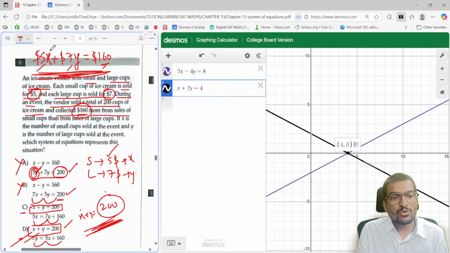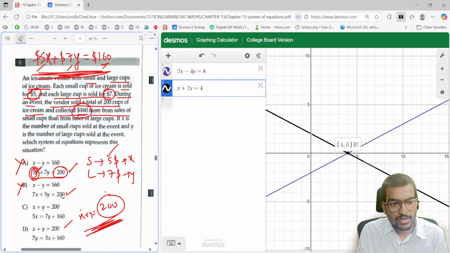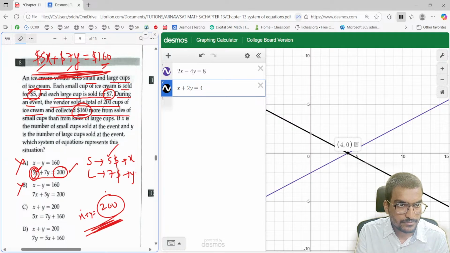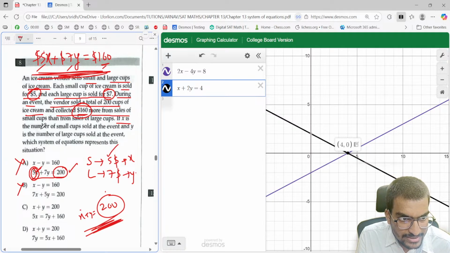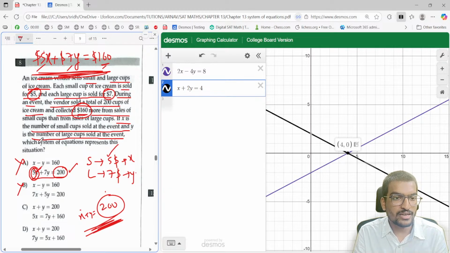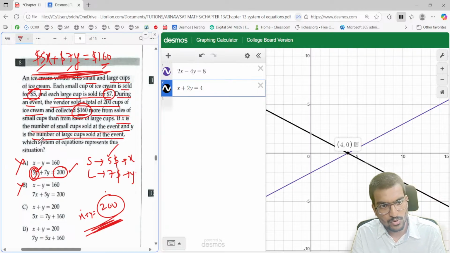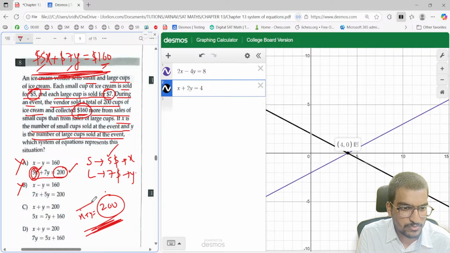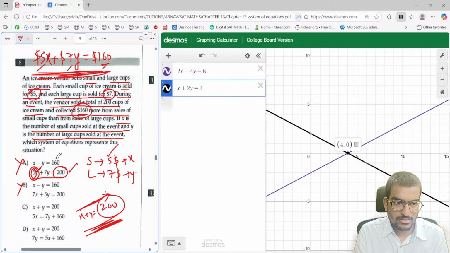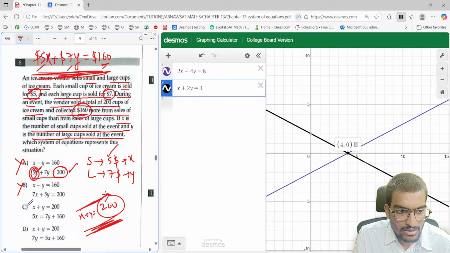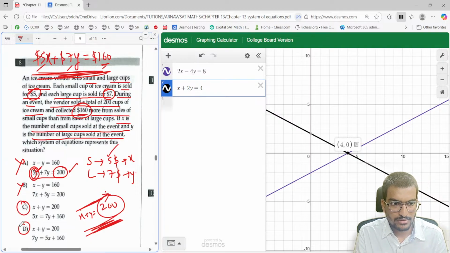Fine. But how do we pick? We eliminated A and B successfully, but how do we pick from C and D? So let's see. X is the number of small cups sold at the event and y is the number of large cups sold at the event. They mention it here. I'm just moving ahead, trying to solve a bit quick. They clearly mention that x is small cups and y is large cups, so clearly x plus y must be 200. Then you eliminate A and B. Which equation represents this situation? So here we have a doubt between C and D.